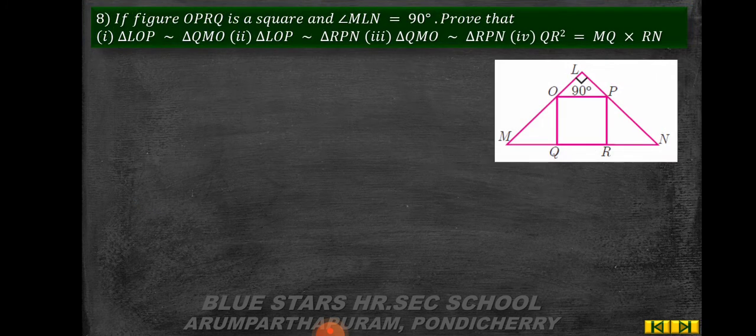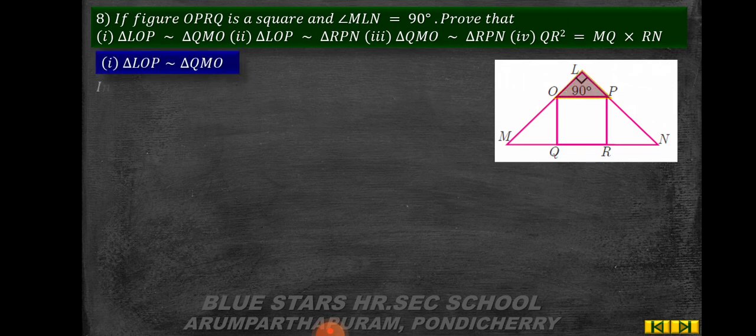Problem number 7. If the figure OPRQ is a square and angle MLN is equal to 90 degree, prove that first, triangle LOP is similar to triangle QMO, and second, triangle LOP is similar to triangle RPN, and third, triangle QMO is similar to triangle RPN, and fourth, QR square is equal to MQ into RN.